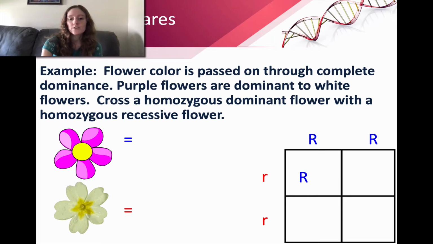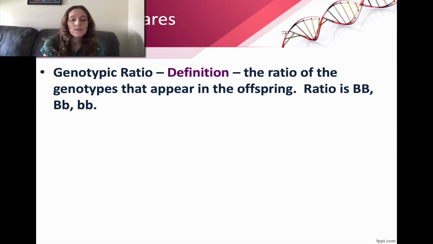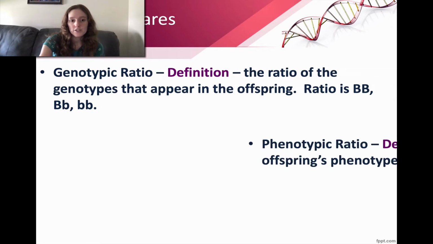And then you're going to bring those letters down and across. So you end up with two letters in each box by the end of it. So there you can see how those letters combine, and that would be what your offspring would look like. We'd have one capital letter and one lowercase letter for each one. So then we move on to finding genotypic ratio and phenotypic ratios.